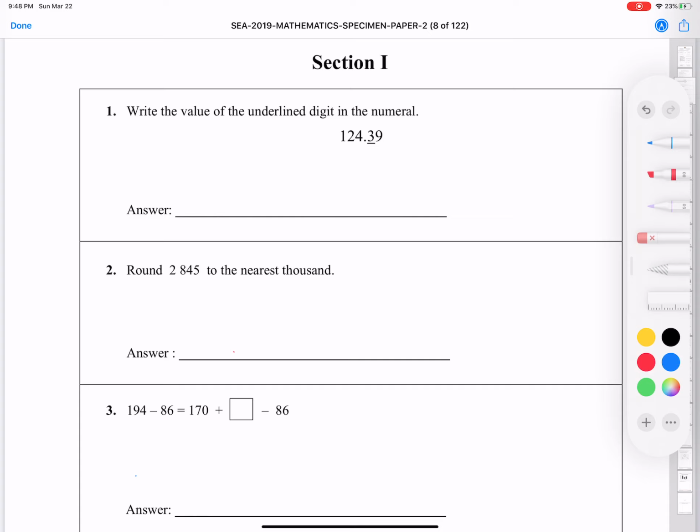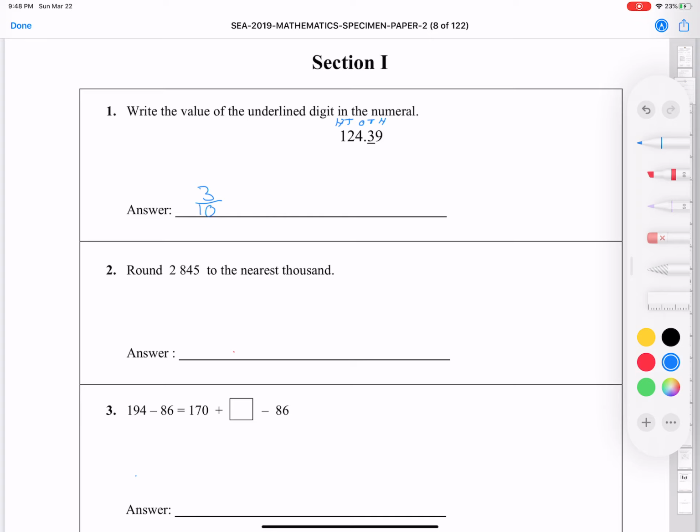We have ones, tens, hundreds. We have tenths, and we have hundredths. The 3 is under tenths. Therefore, it represents 3 tenths. Notice I did not say tens, but tenths. 3 tenths. That's the answer.